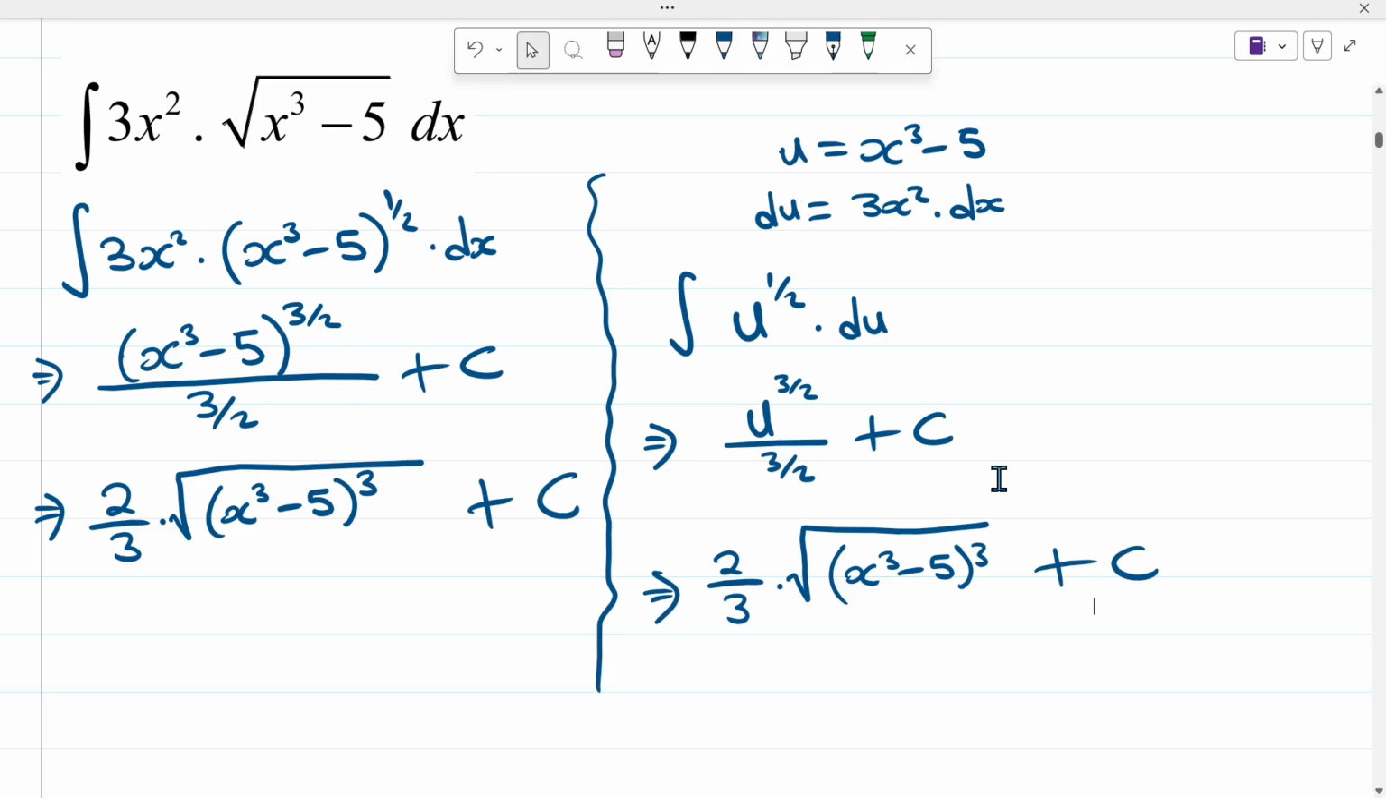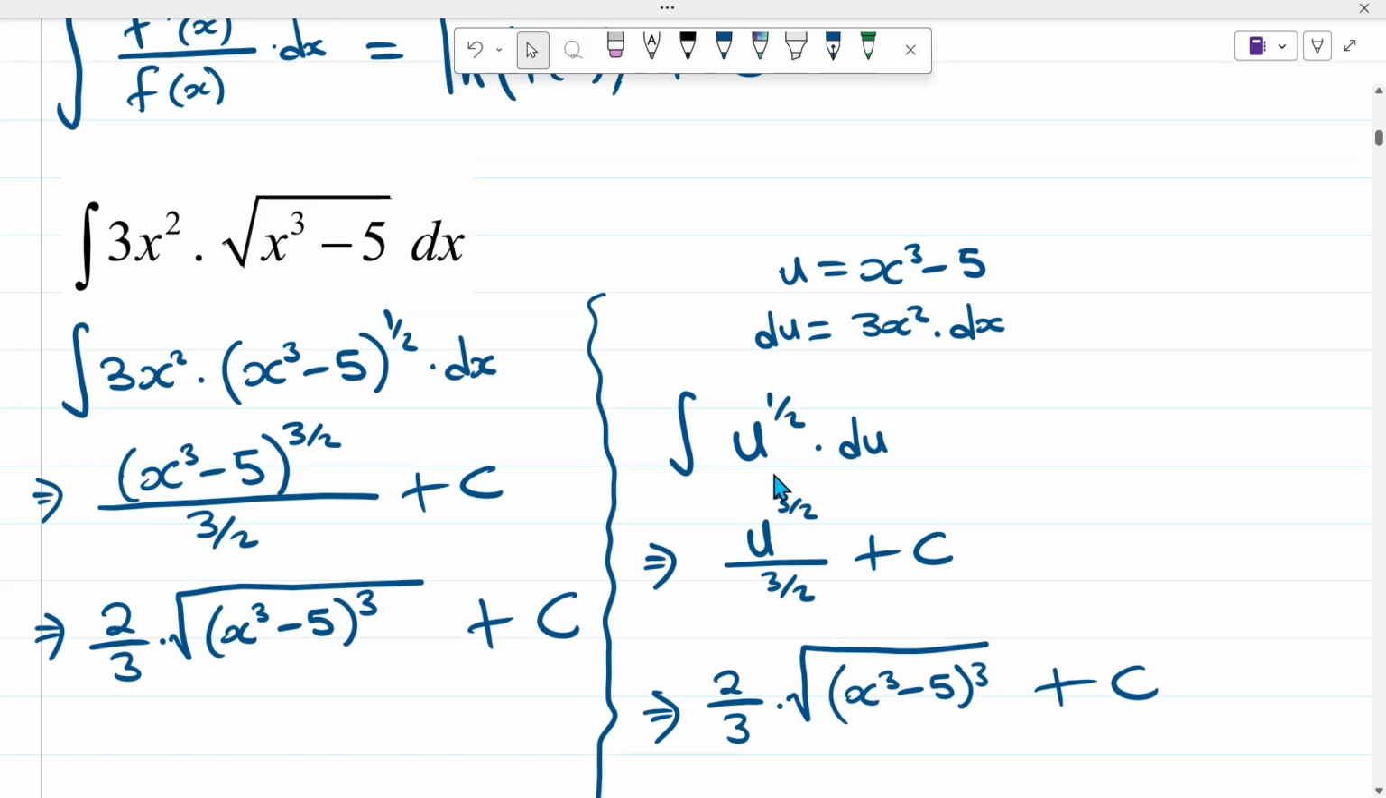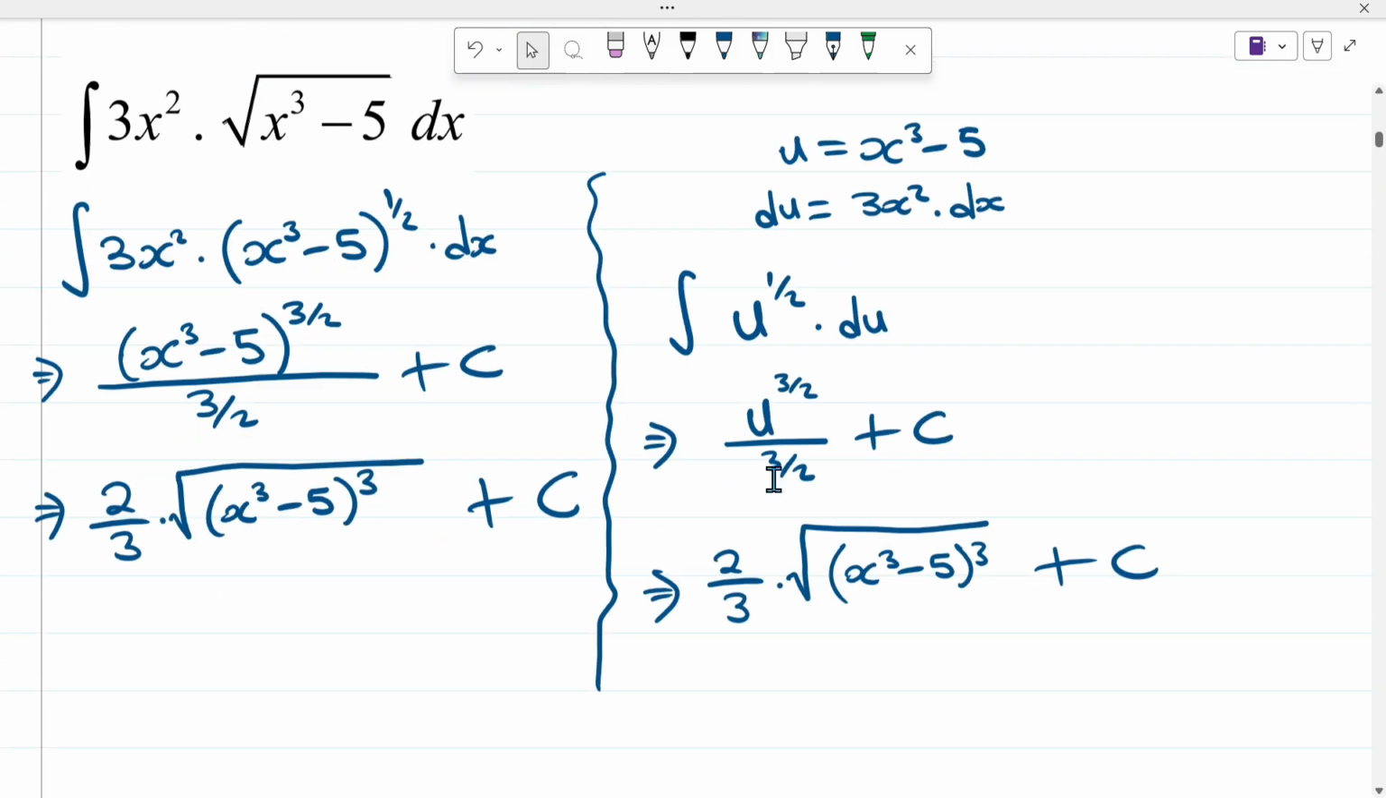So you can say that this thing and this thing are the same thing. So it's up to you basically which method you prefer. It will be totally up to you.